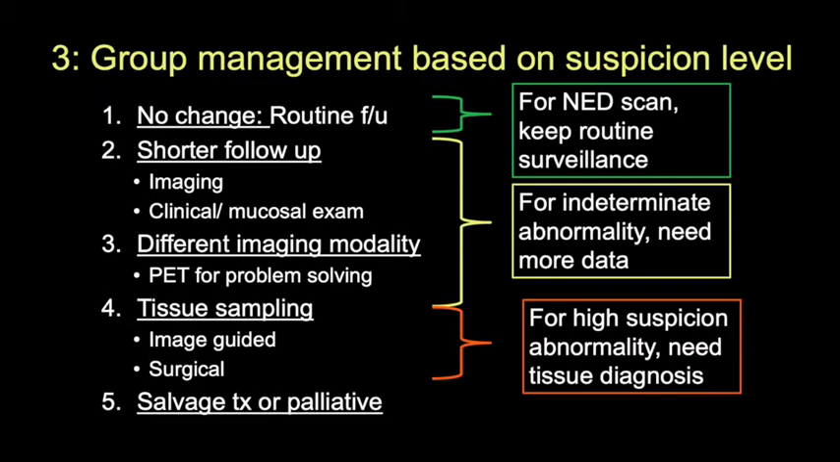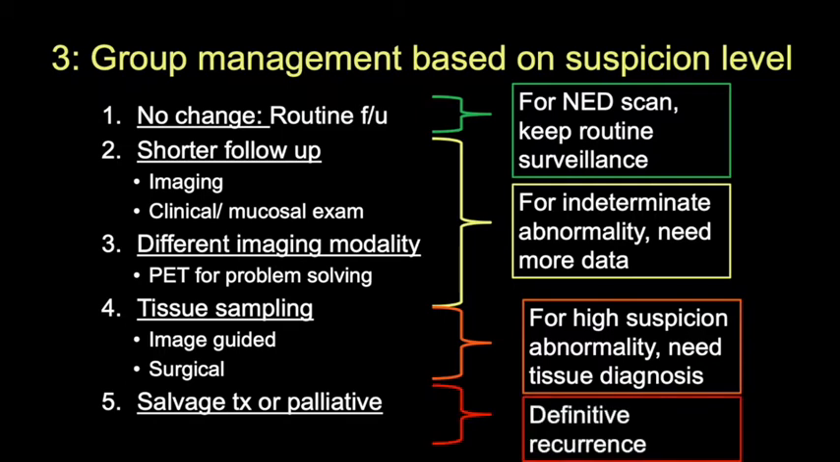So these, again, become much more obvious and less controversial if you list the options, then you map them to suspicion with the surgeons. You can see you're not trying to tell them what to do. Most of these become self-evident. You're not going to go straight to salvage treatment or palliative treatment unless you're very sure. So those are definitive recurrence cases based on clinical or imaging features.